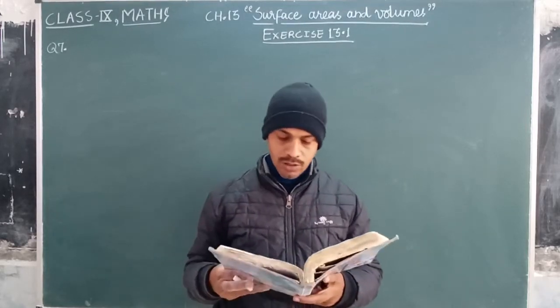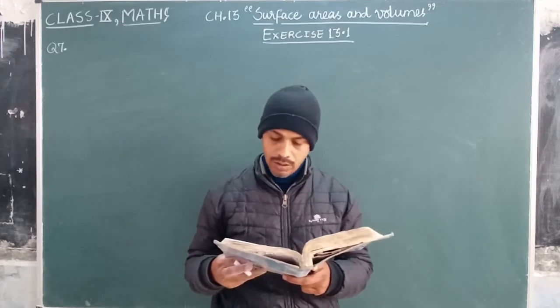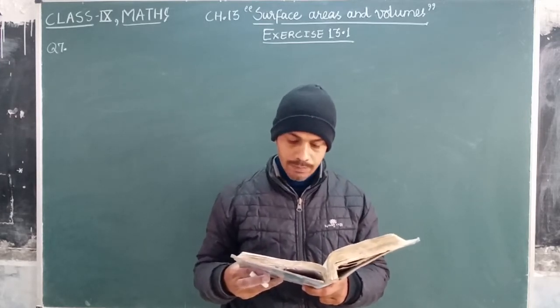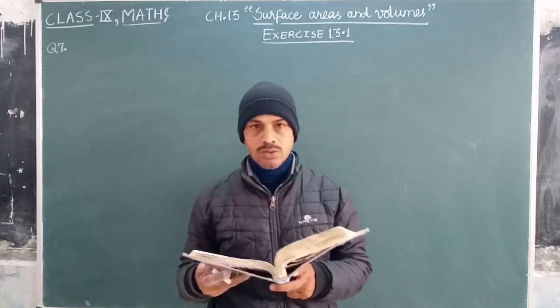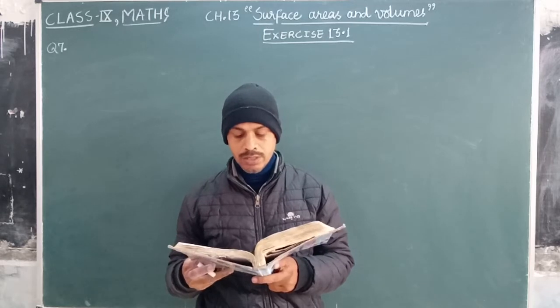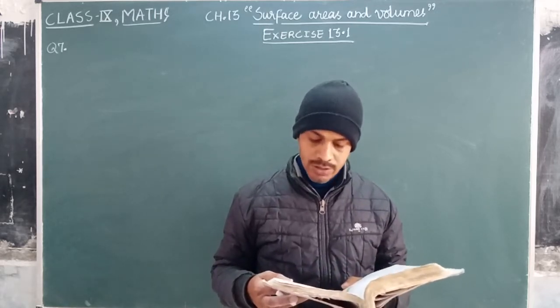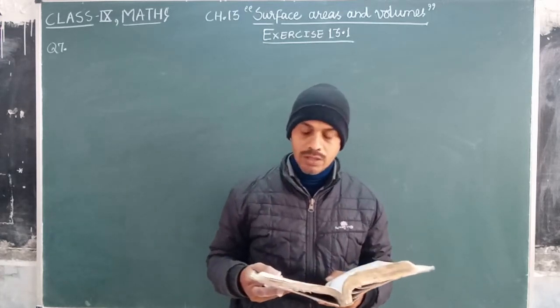Let's discuss question number 7. Shanti Sweets stall was placing an order for making cardboard boxes for packing their sweets. Two sizes of boxes were required, the bigger of dimensions 25 cm by 20 cm by 5 cm and the smaller of dimensions 15 cm by 12 cm by 5 cm.